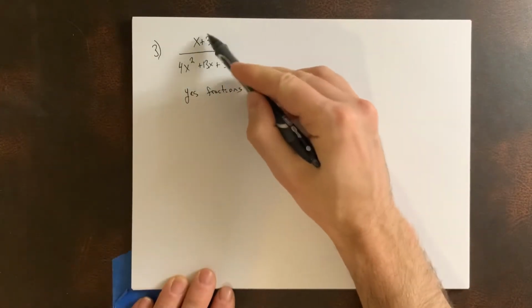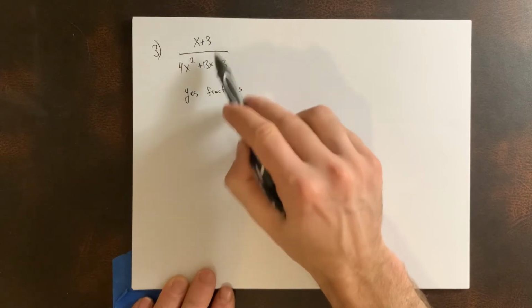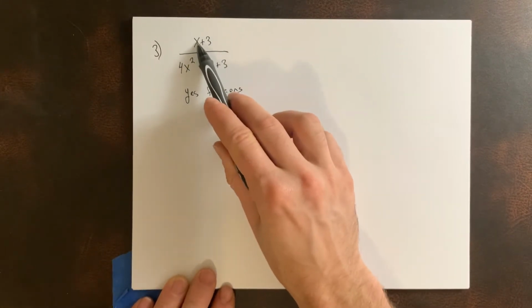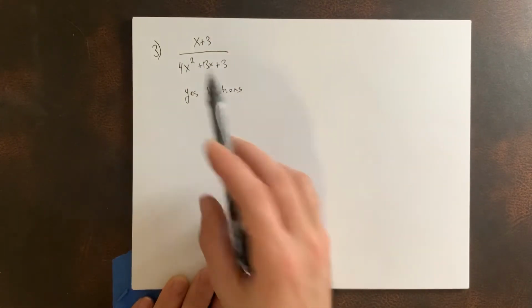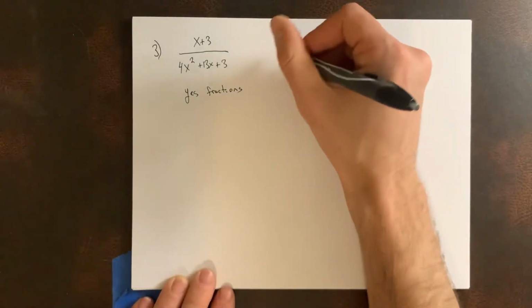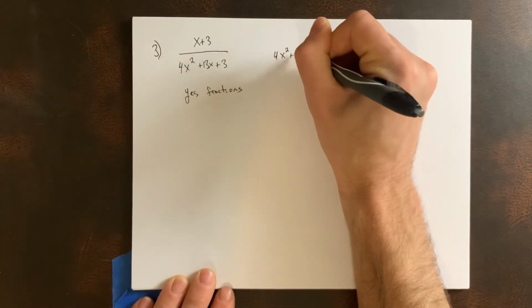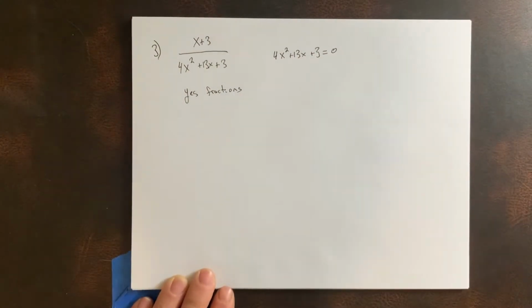The top of the fraction has nothing to do with this part of the problem. Only if there's fractions. So here's the fraction, here's the bottom of the fraction. So all we need to do, even though there's an x up here, that doesn't matter. When we're talking about the fractions, all that matters is the bottom of our fraction, and all that matters is setting it equal to 0. So what we want to do now is set the bottom of our fraction equal to 0. So we have 4x squared plus 13x plus 3 is equal to 0.